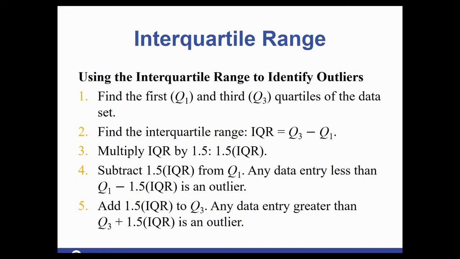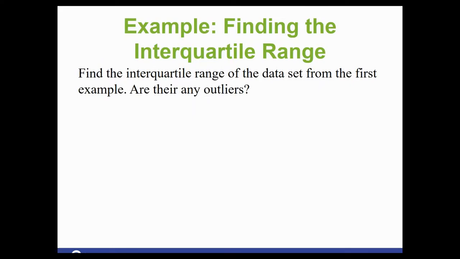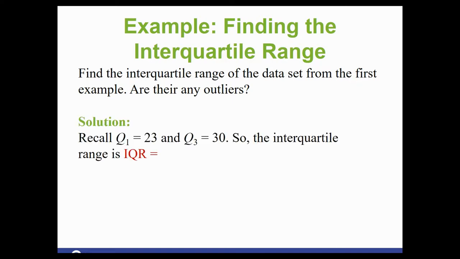So let's see this in action. Find the interquartile range of the data set from our first example. Are there any outliers? So just as a quick reminder, Q1 was 23, Q3 was 30. So to find the IQR, we are subtracting those two numbers to get an IQR of 7. Now our next step is to take that 7 and multiply it by 1.5. So 1.5 times 7 gives us 10.5.